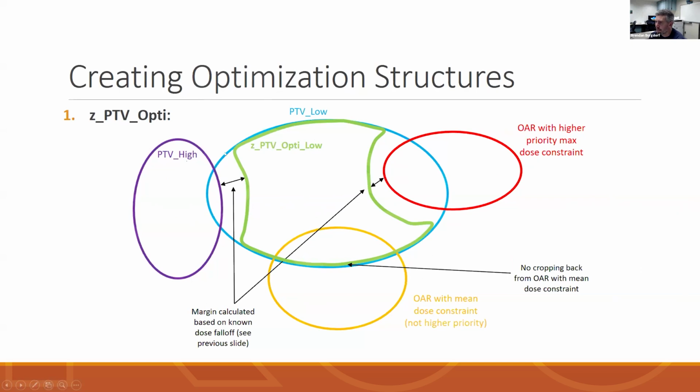And then similarly, we crop back the PTV low from the PTV high so that we're not giving the optimizer conflicting arguments, like Adam was saying, where we want to cover this area with 54 gray, but we also want to cover it with 70 gray. So when we crop this back, we make it very clear for the optimizer: this area in green should be receiving the full prescription dose of this PTV, which is 54 gray. And then this PTV can receive the full 70 gray, and there's no conflicting information given to the optimizer.